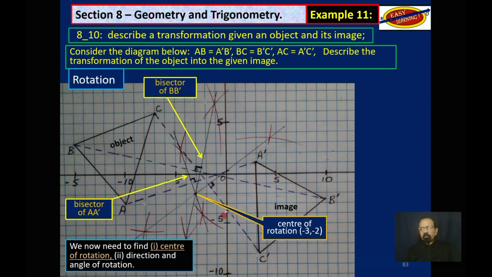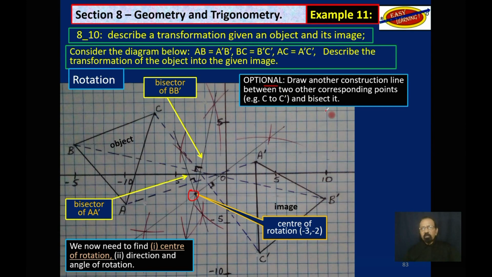If you want, you could have done the same thing with C and C prime. Bisect that, and you will get the same point here. But you only need 2. So that third one is optional.